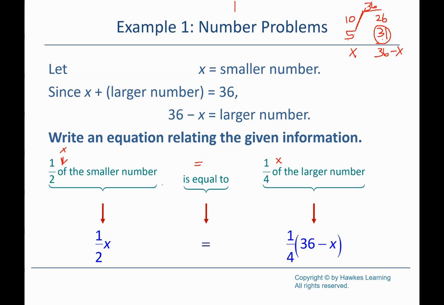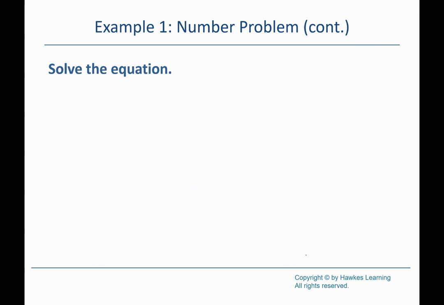So I'm going to write this into an equation. I'm going to write 1/2 times x, because x was the smaller number, is equal to 1/4 of the larger number. The larger number is right here, 36 minus x. So that's that expression. So this is my equation: 1/2 x equals 1/4 times 36 minus x.